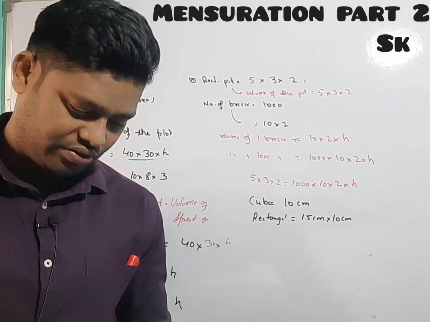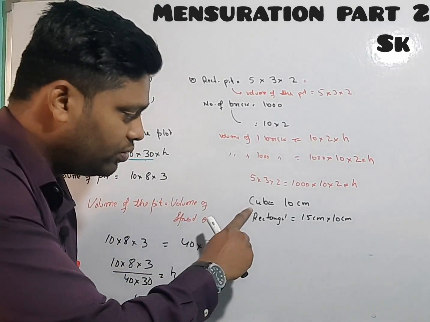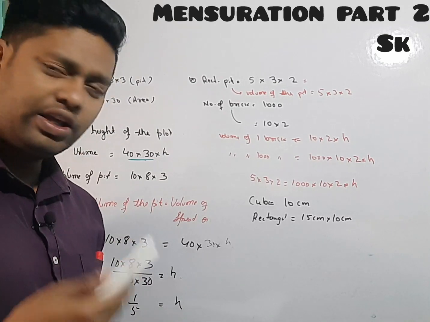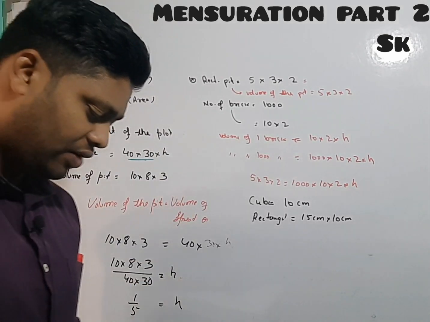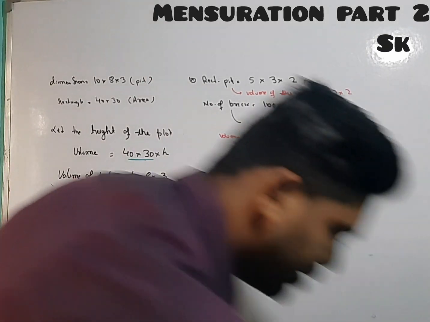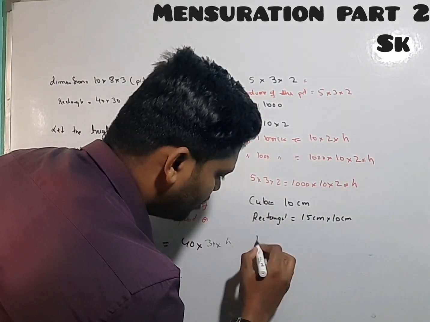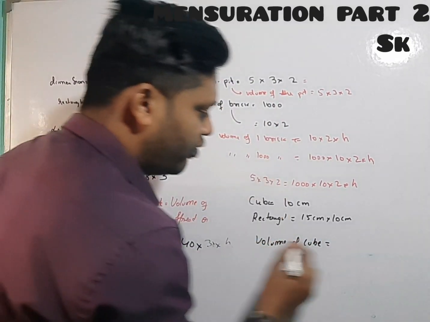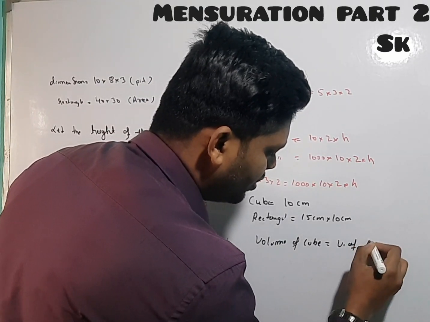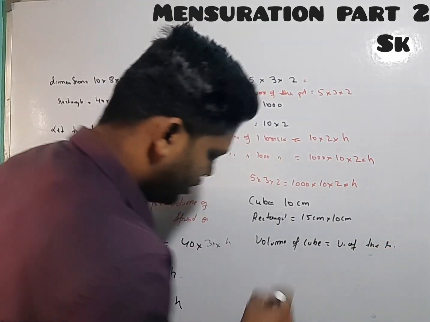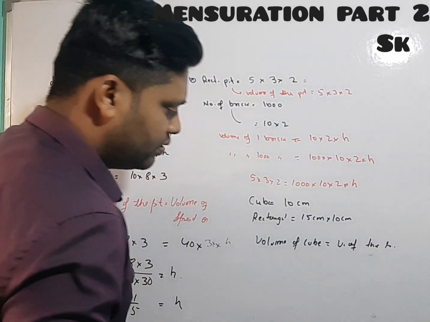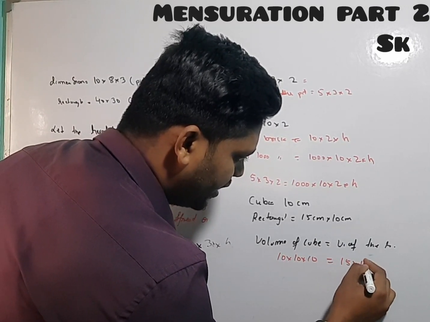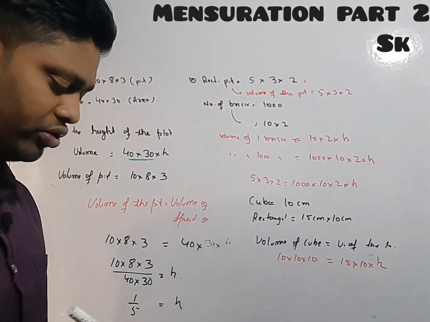So don't get confused. You will take out the volume of the cube, and after that the volume of the vessel. Volume of a cube is side into side into side, so 10 into 10 into 10. And the volume of the rectangular vessel for the rising level: 10 multiply 10 multiply 10 equals 15 multiply 10 into the increase in height. I don't know the height, you need to find it out.